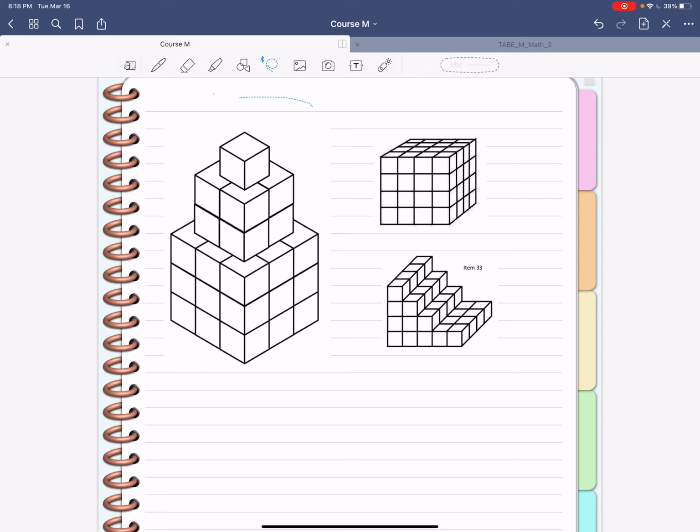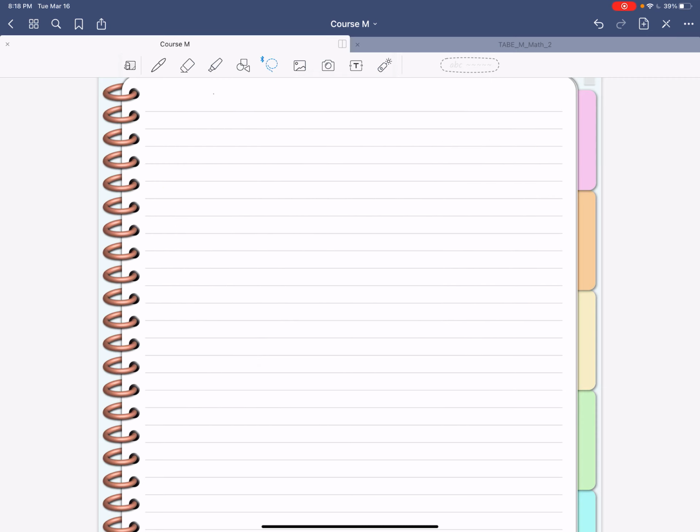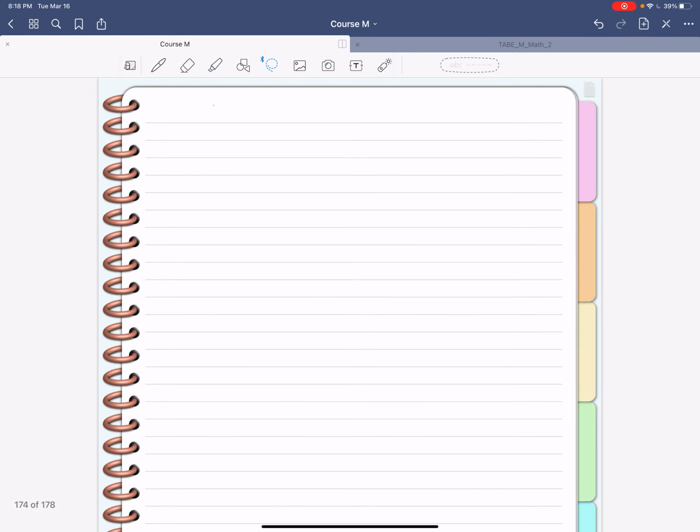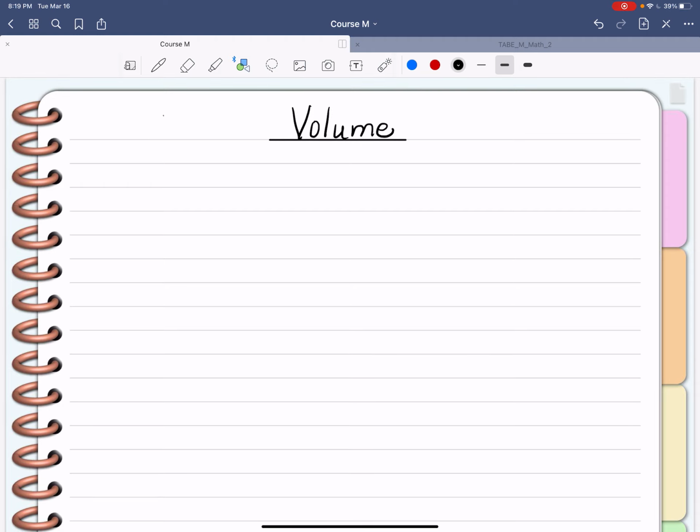I'm going to take mine away for just a minute because there are some things I want to tell you first. First thing I want to do is give my page a title, and I'm just going to call it Volume. Now, before I give you the info on volume, I want to remind you about 2 other types of measurement.